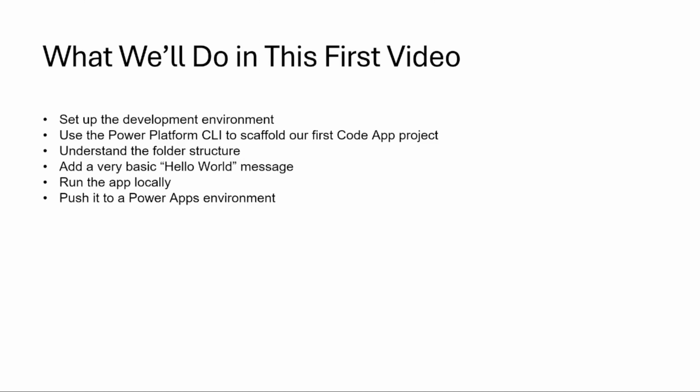So what we will do in this first video, first we'll try to understand the prerequisites and setting up the development environment. Then we will see how we can scaffold our first code project. We will understand the folder structure. We will modify some code within the scaffolded project. Then we will run the app locally, and then we will also see a way to push it to the Power Apps environment. So yes, this is a basic, foundational video.